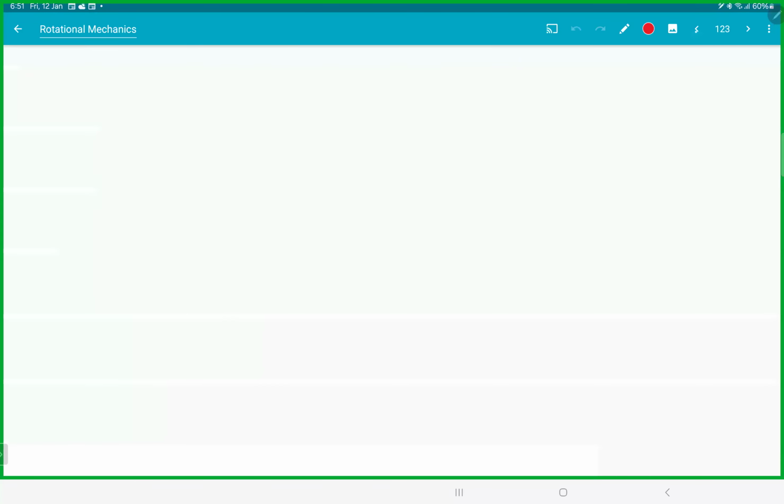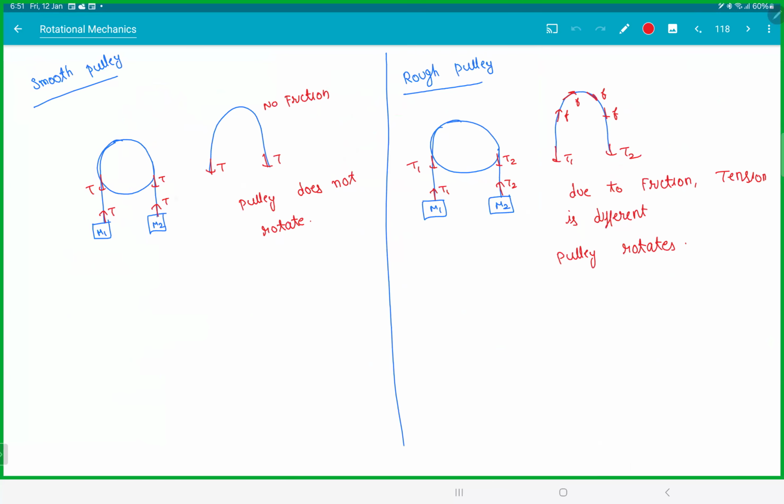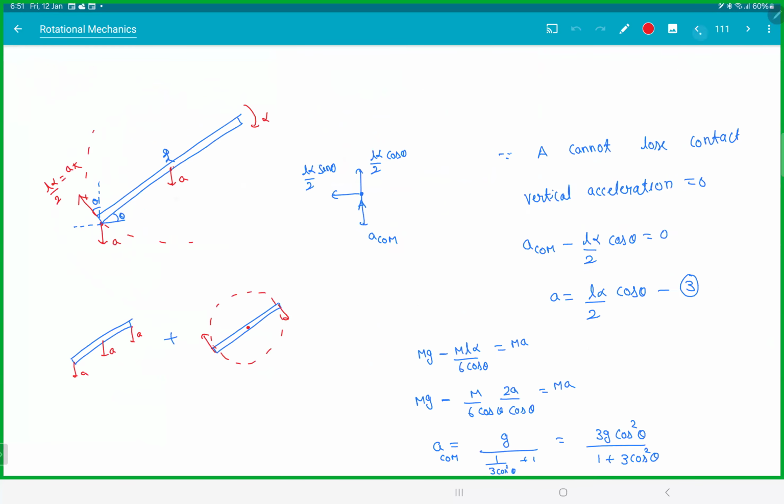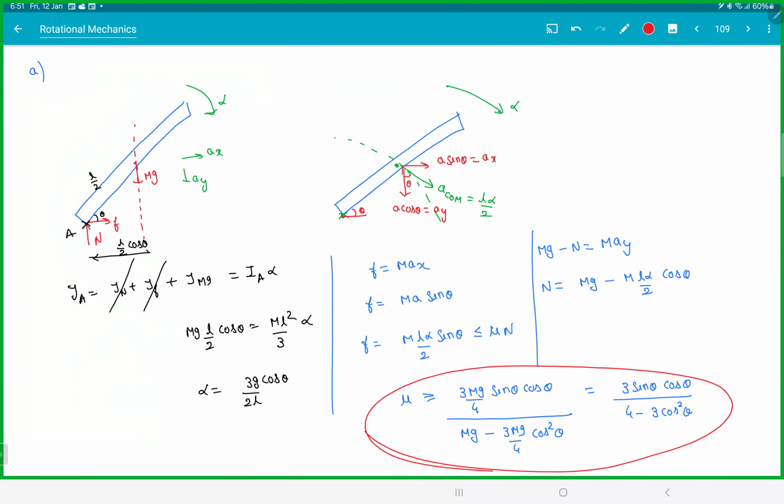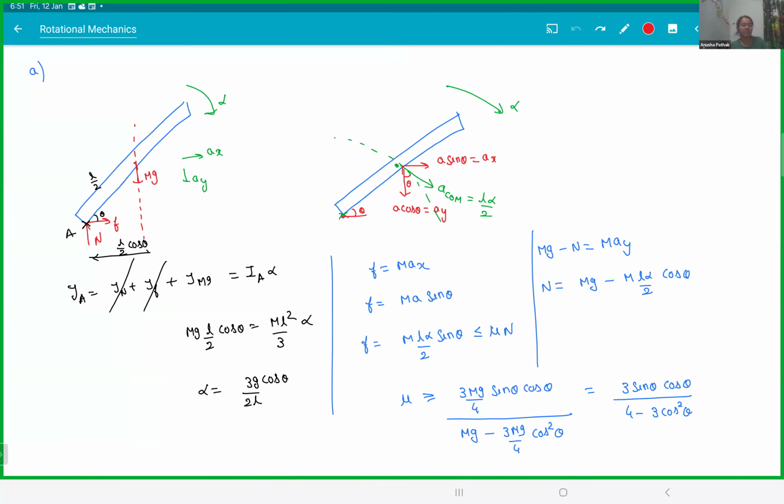So I can ask that as well. If you remember, there was a question we did: find mu minimum so that it doesn't slip. Look, we did this in the question, remember? So if you just simply tell me it is not slipping, then F is this much only, done. Meaning I require this much friction for not slipping.